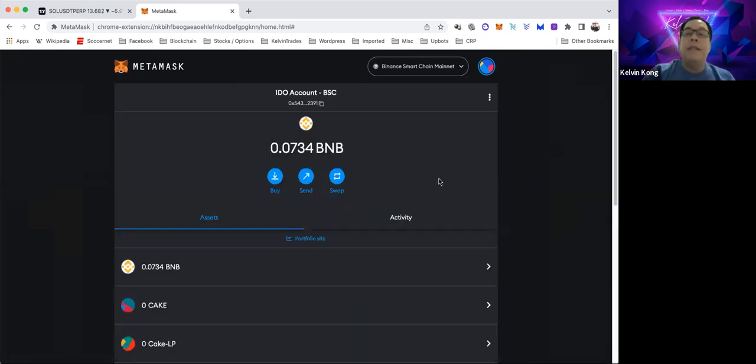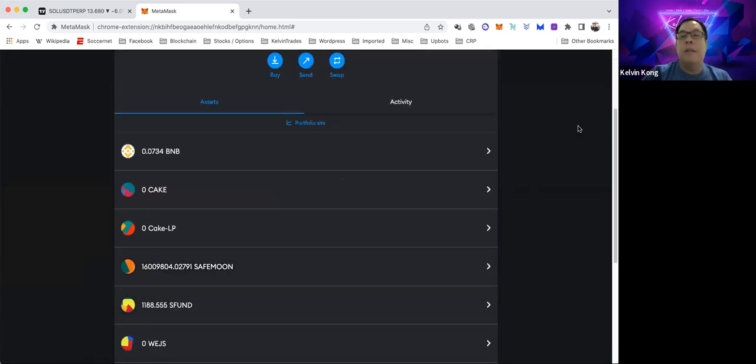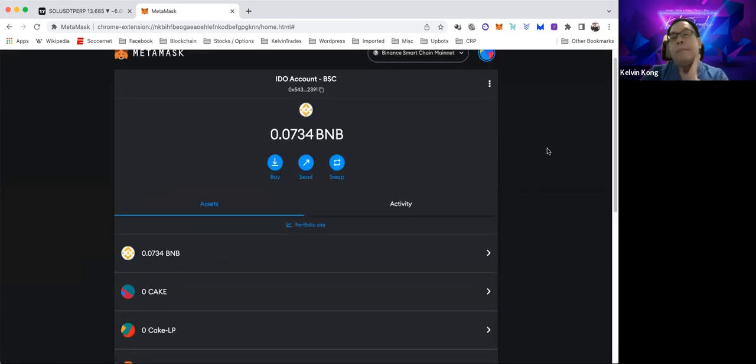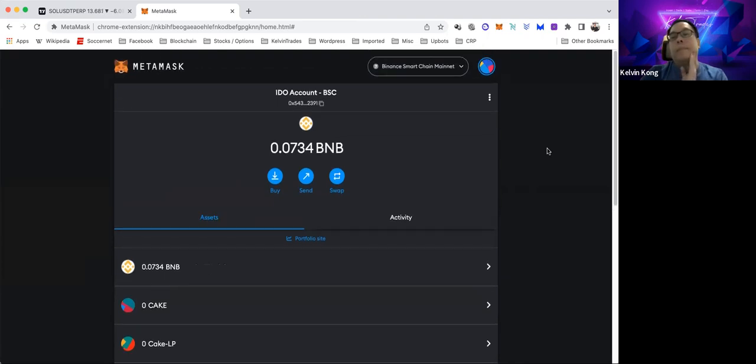So that's how you use MetaMask. That's how I use MetaMask to store some of my coins on the blockchain. Okay, wait, before I go to that, any questions regarding how to use MetaMask, how to create wallets, and so on?